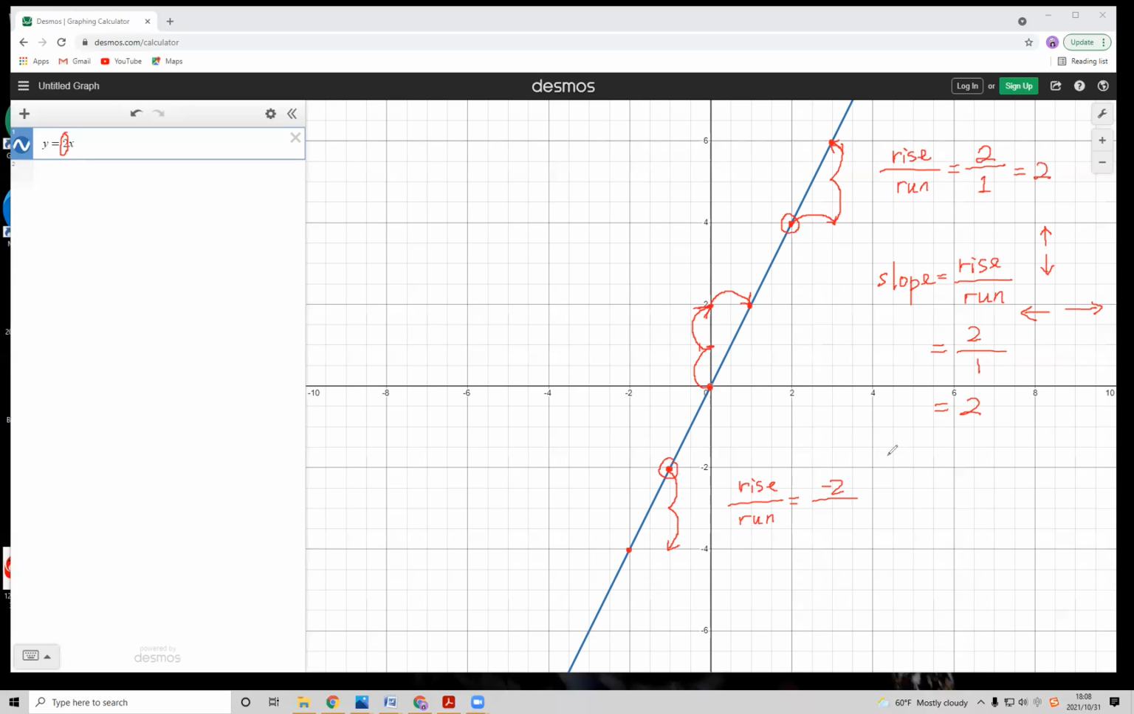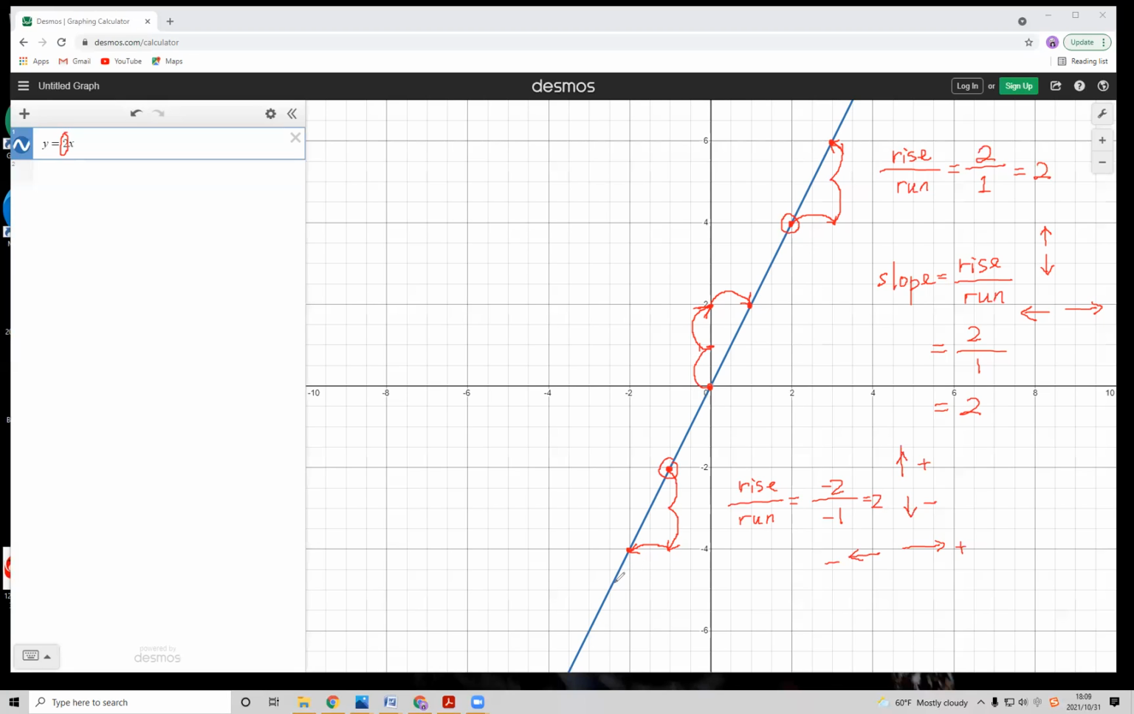When you go up, it's positive. When you go down, it's negative. Now, run. After you reach this point, you have to go to the left, 1 unit. So for a horizontal move, when you go to the right, it's positive, but when you go to the left, it becomes negative. So now I went left 1 unit, so my run is negative 1. After you calculate, this will also give you positive 2. All right, the last example.